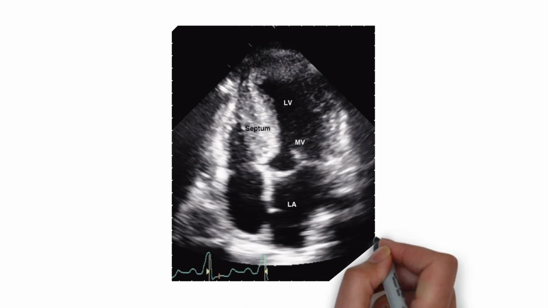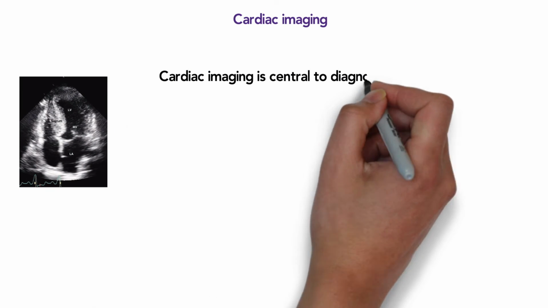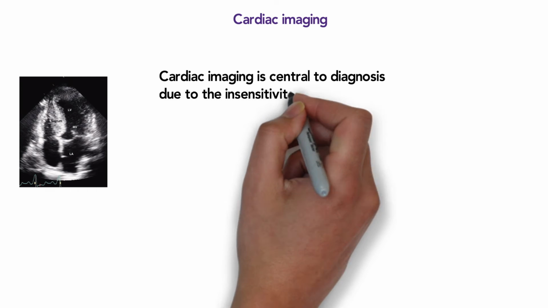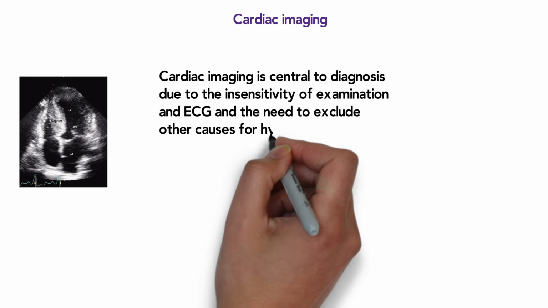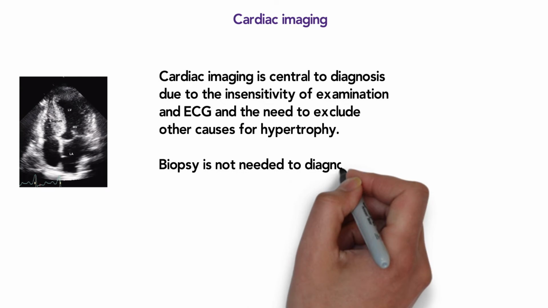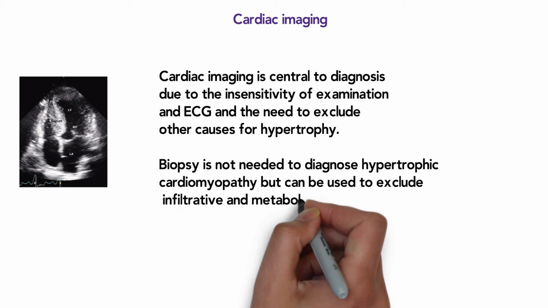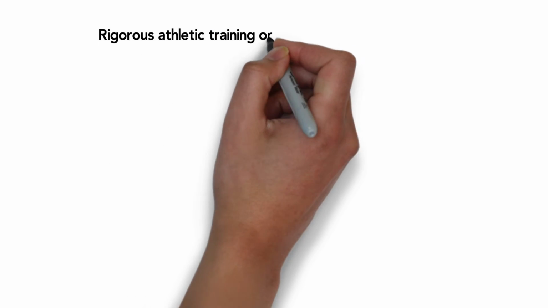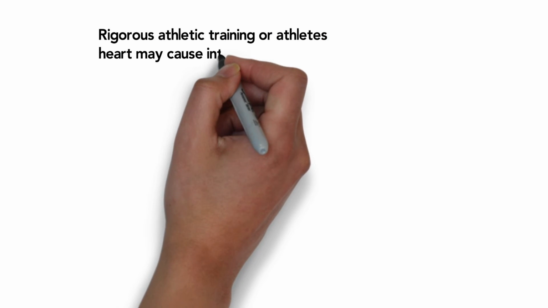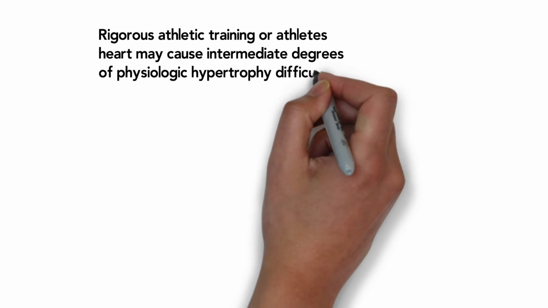Cardiac imaging. Cardiac imaging is central to diagnosis due to the insensitivity of examination and ECG and the need to exclude other causes for hypertrophy. Biopsy is not needed to diagnose hypertrophic cardiomyopathy but can be used to exclude infiltrative and metabolic diseases. Rigorous athletic training, or athlete's heart, may cause intermediate degrees of physiologic hypertrophy difficult to differentiate from mild hypertrophic cardiomyopathy.